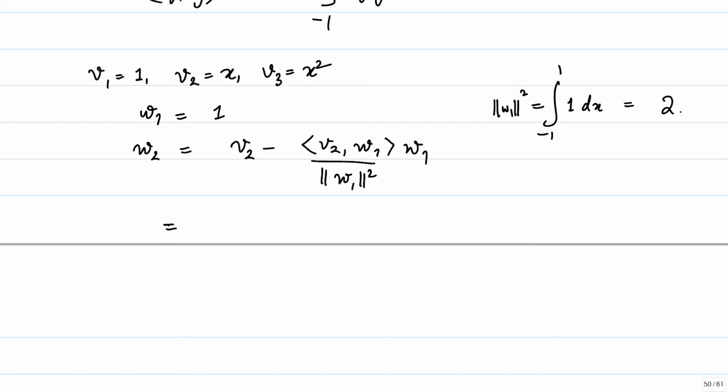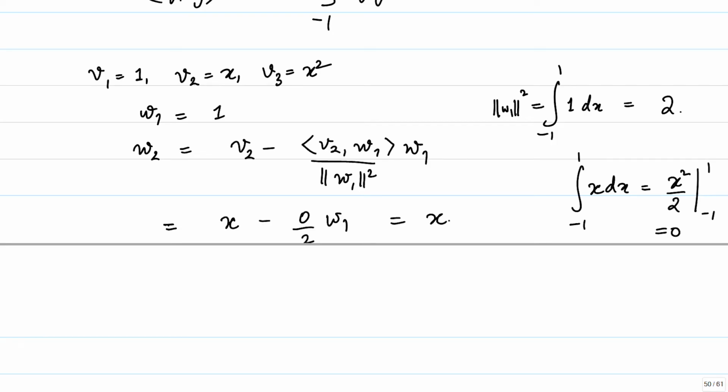So this is just going to be equal to V2, which is x, minus the inner product of x with 1, the integral of x dx from minus 1 to 1, which is x square by 2 evaluated from minus 1 to 1, which is equal to 0. So this is just 0 by 2 times W1, but that's okay, that's just equal to x. So W2 is just x.